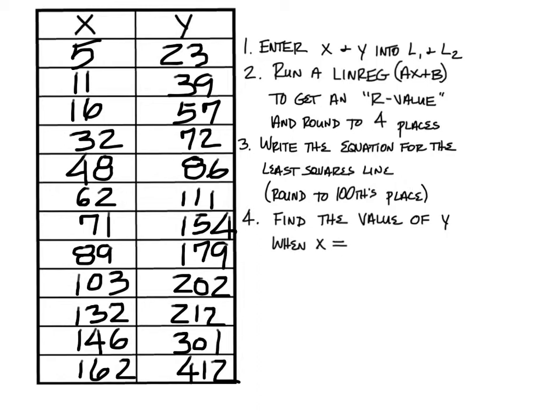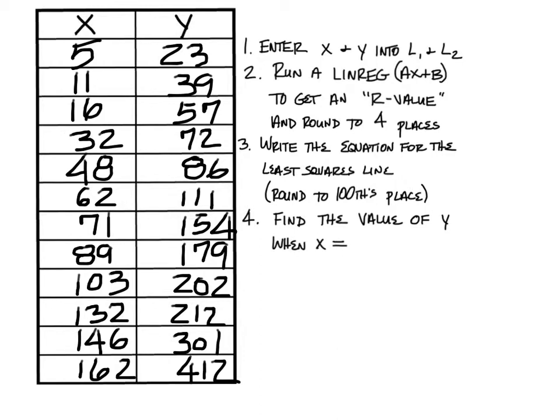If you have forgotten how to clear out a list, then you put your cursor on the name of the list and then hit clear and enter. Everything I'm doing is on the calculator screen in the back if you want to follow along. And I'm clearing out L2 by putting the cursor on L2 and hitting clear and then enter.